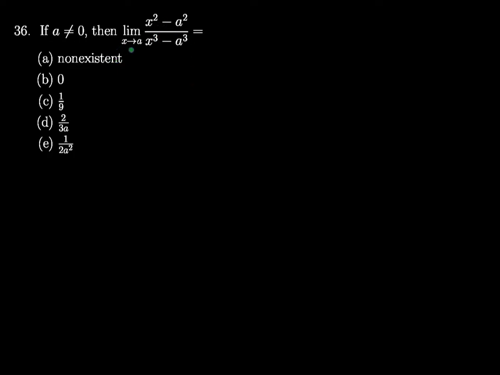If I just were to try to put in x equal to a, substitute that in for x, a squared minus a squared is 0. A cubed minus a cubed is 0. And it would look like it's going to go to 0 divided by 0. And we're dead in the water there. We can't do anything with 0 over 0. We have to do something a little different. So let's get rid of that.